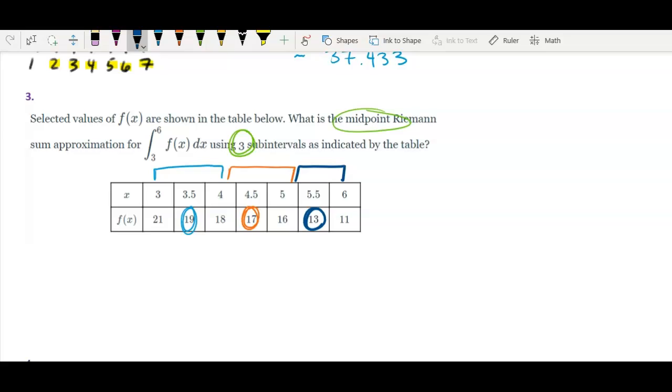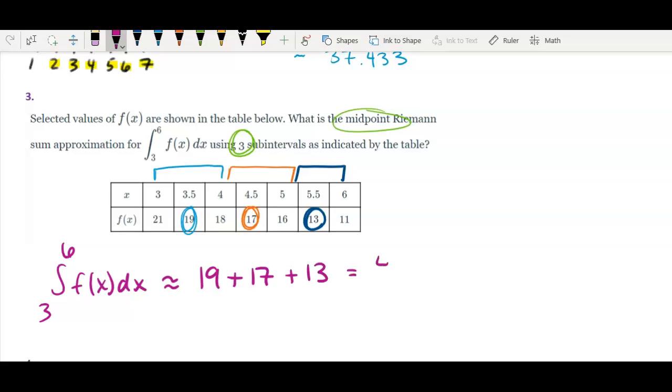So again, my width is 1. Between 3 and 4, between 4 and 5, and between 5 and 6, my width is 1. So I just need to add these heights together to approximate this area. And that looks like 49, I believe.